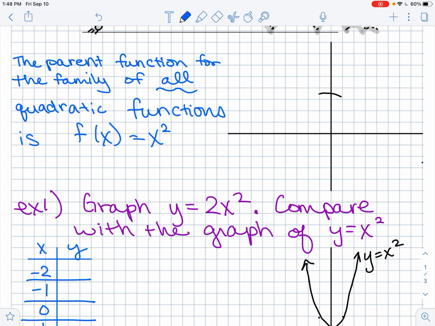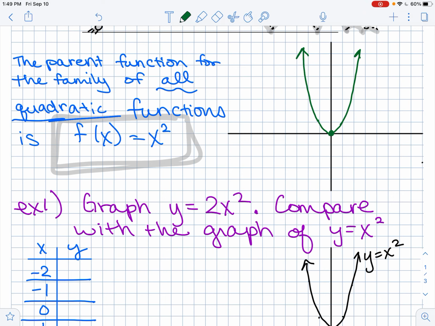The parent function for the family of all quadratic functions is f of x equals x squared. And every parabolic shape, or every parabola, looks like some form of this, where it'll start when x is 0, y is 0, and it'll look like this. So this is my parabola. And there's a few things we need to know about it.